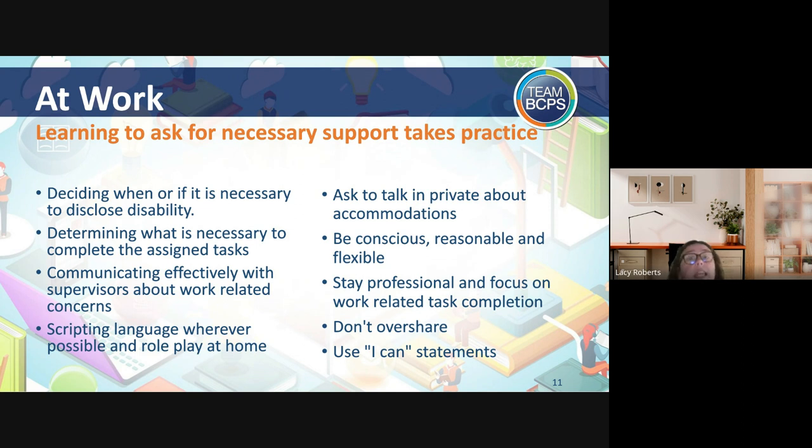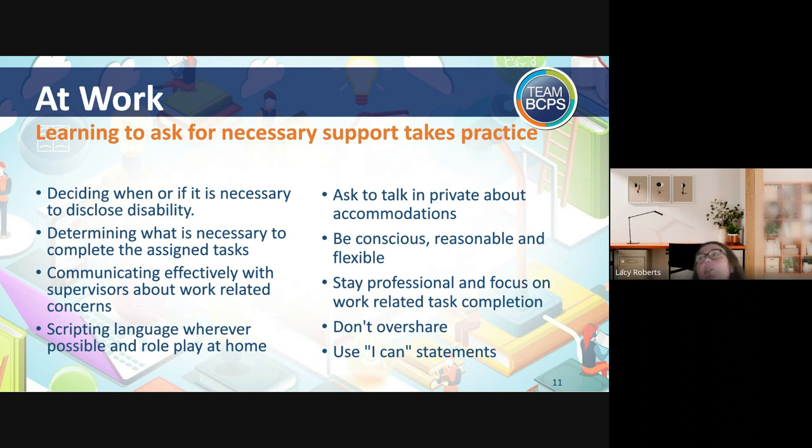However, if you have a child with a disability that's going to impair their ability to complete the work functions, then another conversation should probably be had so that reasonable accommodations can be put in place. That's just a simple way to help you think about whether it's appropriate or not. And each person has to make that decision for themselves.